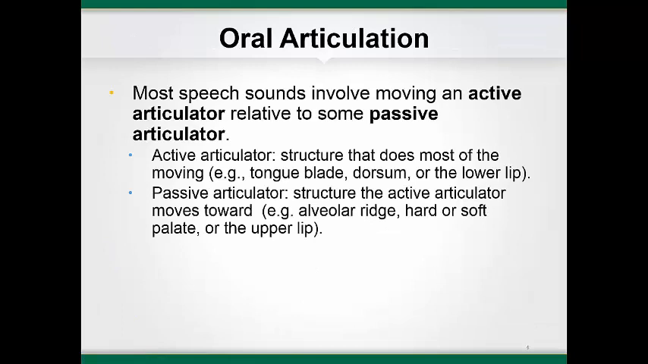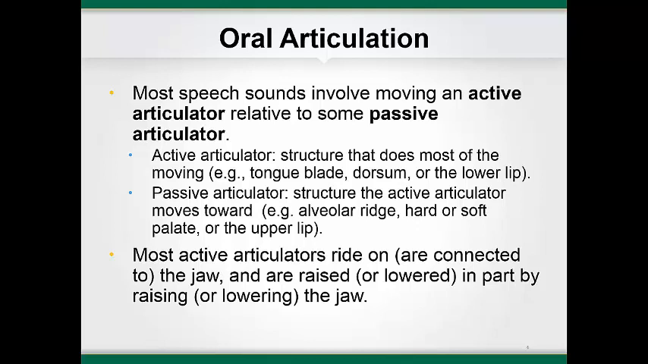Producing speech sounds involves using both active and passive articulators. For each sound, the active articulator is the one that does most of the moving, and the passive articulator is the one that the active articulator makes contact with or moves toward. For example, the tongue blade actively moves toward and touches the alveolar ridge for the t sound, and so the active articulator is the tongue blade for this sound, and the passive articulator is the alveolar ridge.